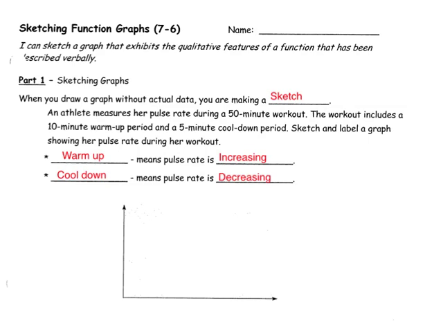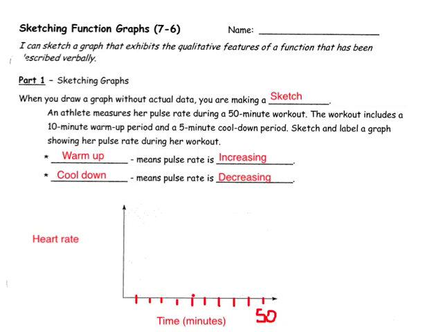Again, the warm-up period was 10 minutes. The cool-down period was 5 minutes, and it was a 50-minute workout. So we're actually comparing her heart rate to time. So I'm going to make my intervals along my x-axis intervals of 5.